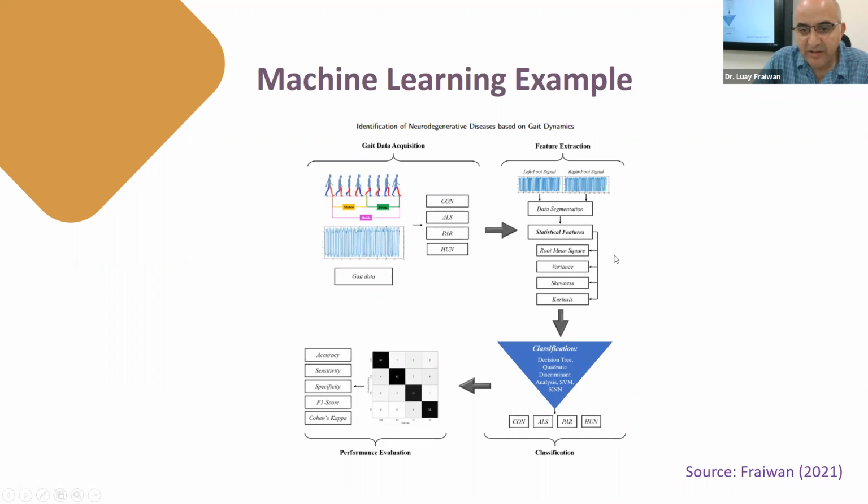It's a machine learning algorithm, what we call classification. And from the classification, we will test whether our system can discriminate or separate these subjects. Is this a control? Is this ALS? Is this Parkinson's? Is this Huntington's disease? This is something we did, or are currently working on, here at Abu Dhabi University.